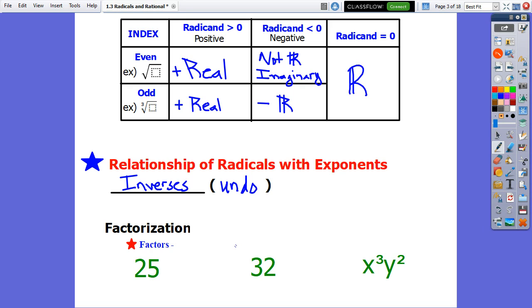Now, a real quick review on factorization. Factors make up a value. They are multiplied to create a value.